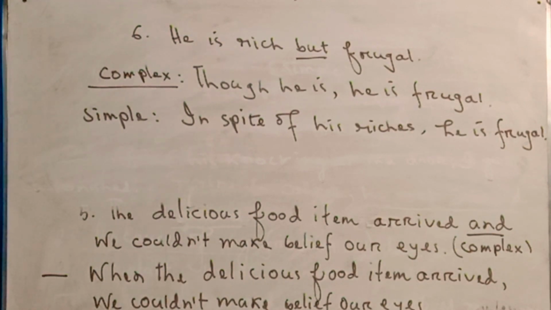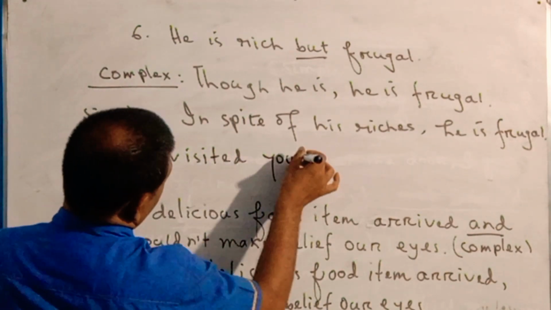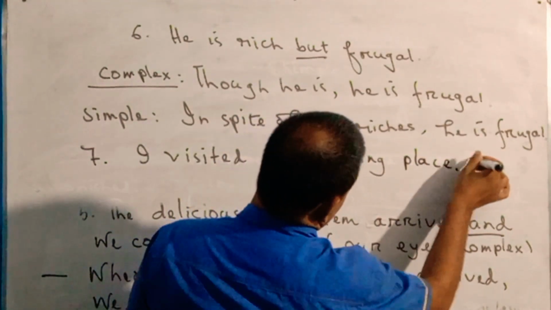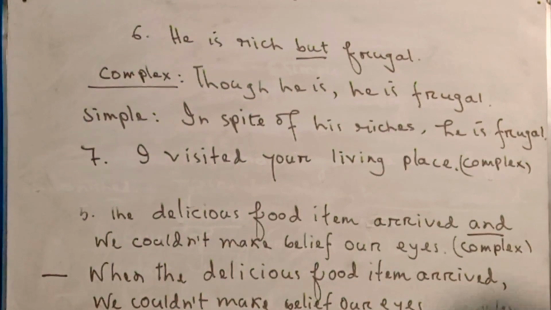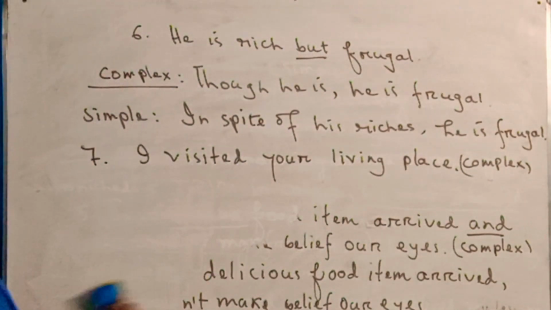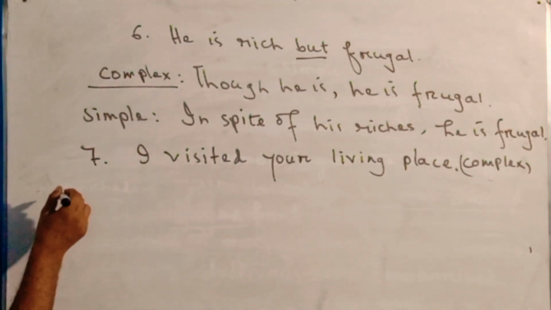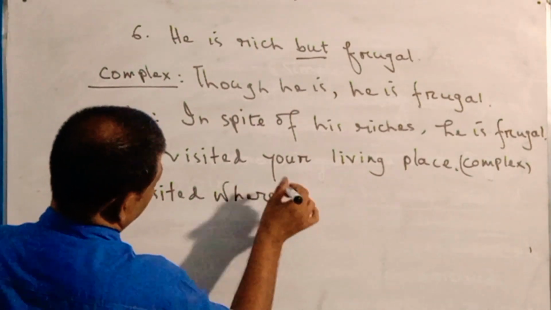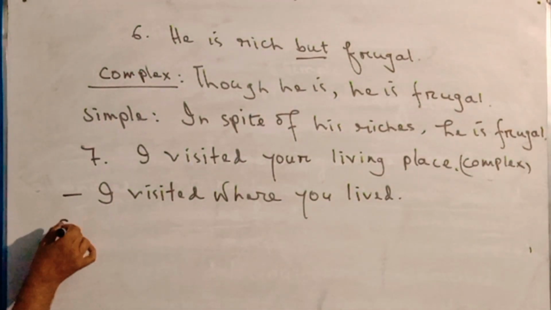My dear students, please listen to me. I will give you more than four sentences. Number 7: I visited your living place. Make it complex. I visited where you live. This is the place, so you will use "where" between the two clauses. I visited where you lived.